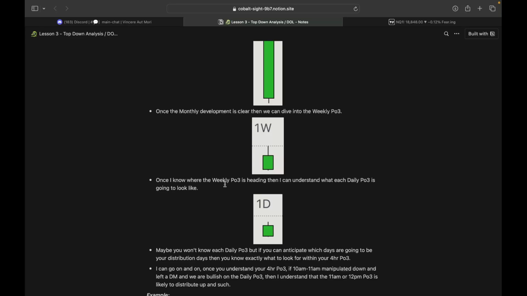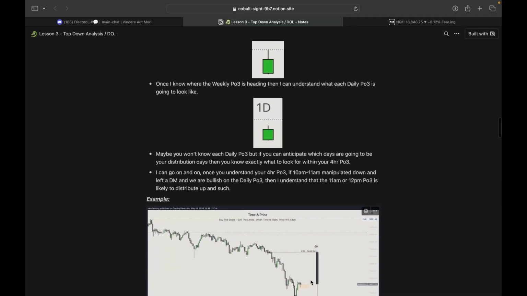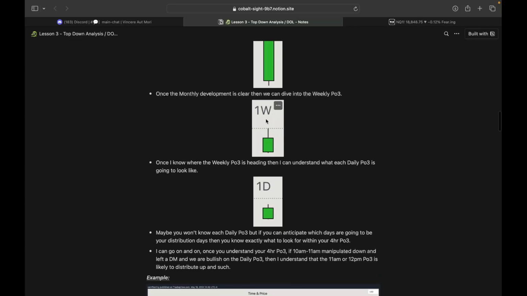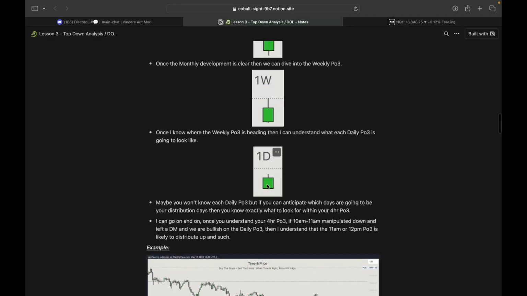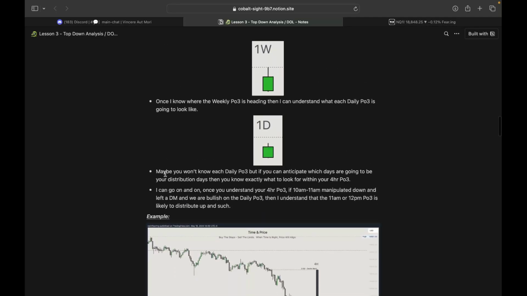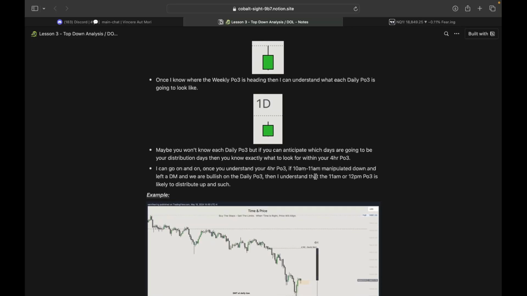Apologies. Once we understand where the weekly Power 3 is heading, then we can understand where the daily Power 3 is heading. And once we get a little bit lower, I'll cover exactly what I look for, give you guys an example and all that, and show you guys what I do at the beginning of each week. And obviously, we're not going to know exactly where each day is heading, but we can anticipate that based off stuff such as the economic calendar, weekly profiles, etc.